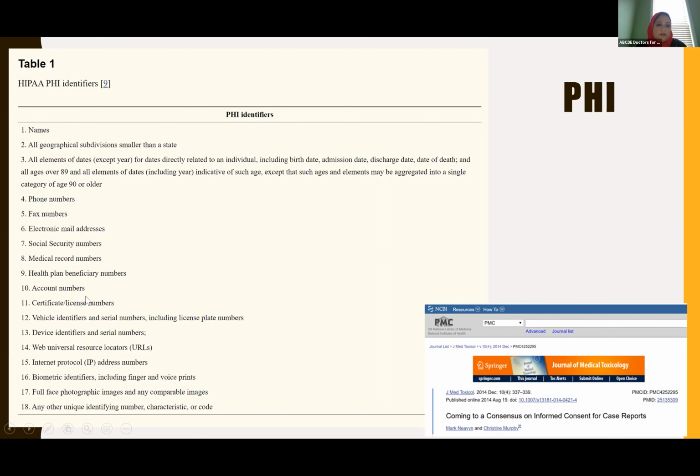There's a whole lot of things here, like photographic images, full face. You'll notice that a lot of times if you need to take a photo of the face, for example, the lesion is on the face, you would try to block out a portion of the face so the face is not identifiable. You can do that, and so on and so forth. Once again, if you want to go through that in a little bit more detail, this is a very good article.